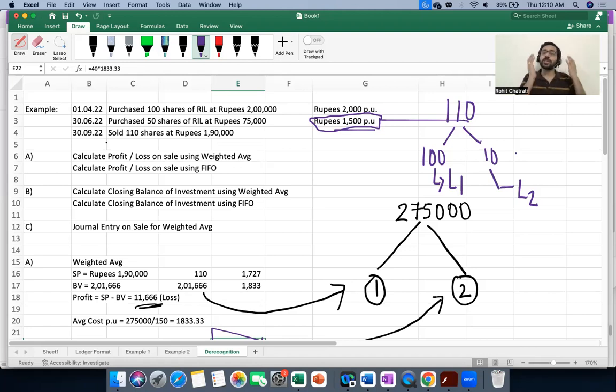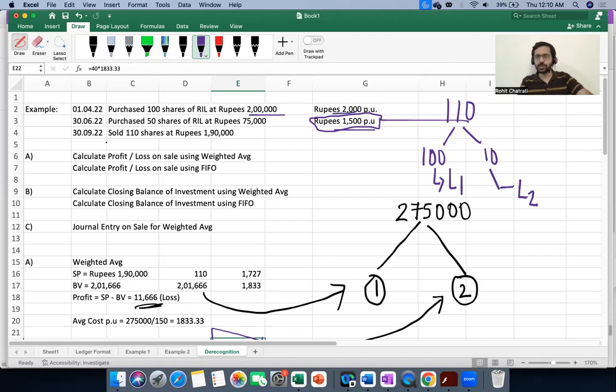The cost of the units that I sold as part of lot 1, I don't have to calculate it separately, because I already know the total cost of 2 lakh rupees. Therefore I do not have to calculate it separately. But if you want to calculate it, you can do it in the same way.